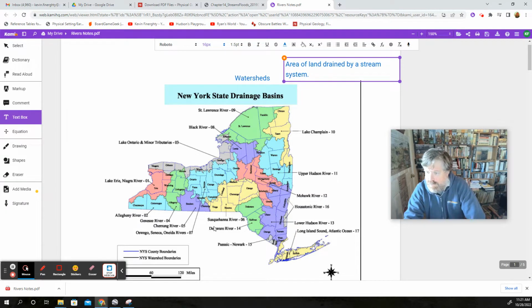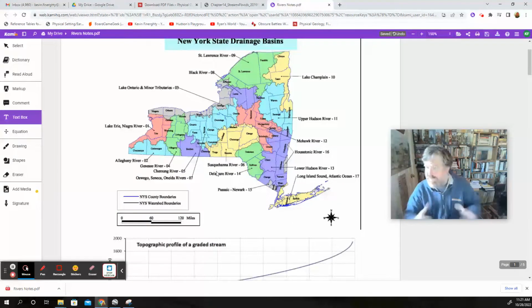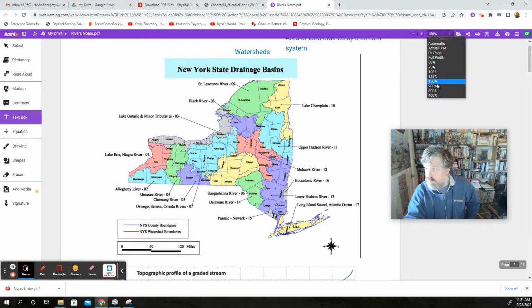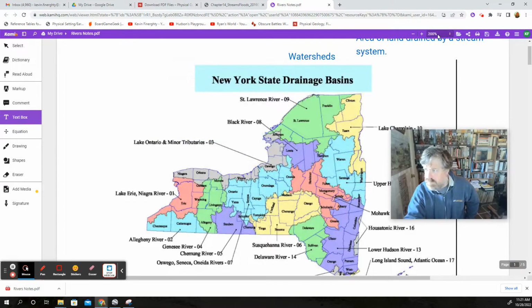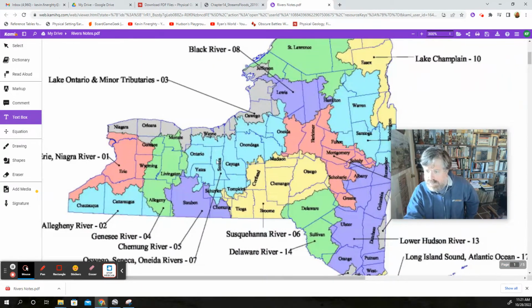So I threw one on here for the drainage basins of New York, the major ones. You can do these on smaller and smaller scales, right? But for the big ones, here's what we got. Let's look at the Oswego one since that's where most of us are. So this light blue one, all of that water enters the Oswego River. It's kind of interesting, I guess.